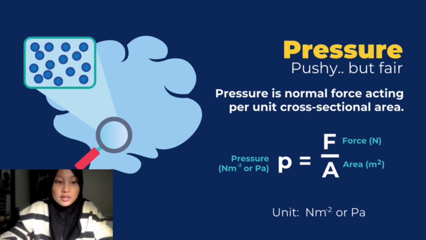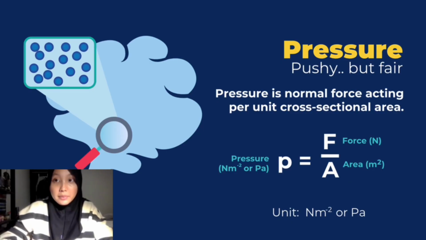The next one is pressure. Pressure is pushy but fair. Pressure is a normal force acting per unit of cross-sectional area. The formula is P equals F per A, which is pressure equals force per area. The unit itself is the Pascal, which equals 1 Newton per square meter.